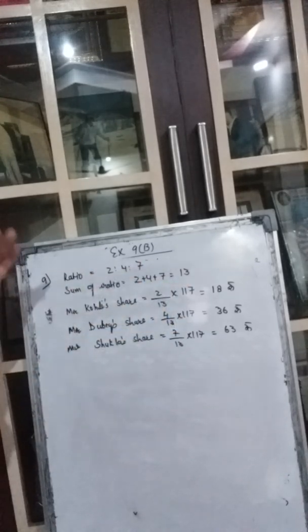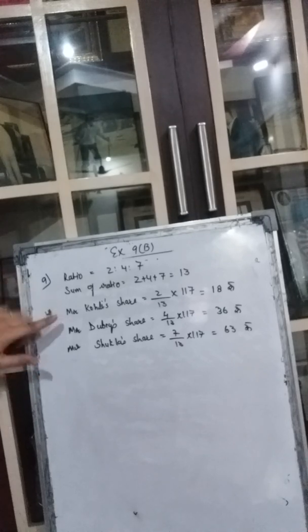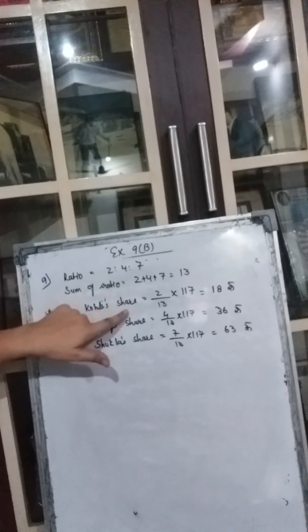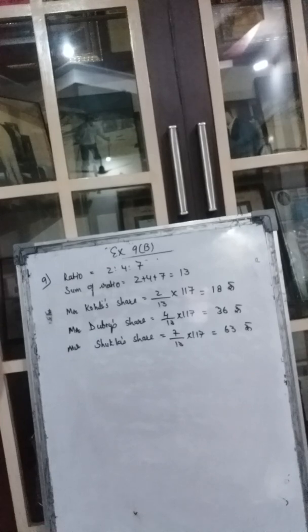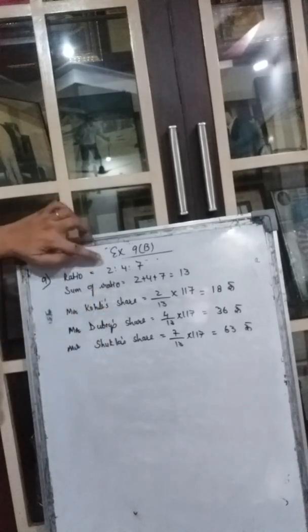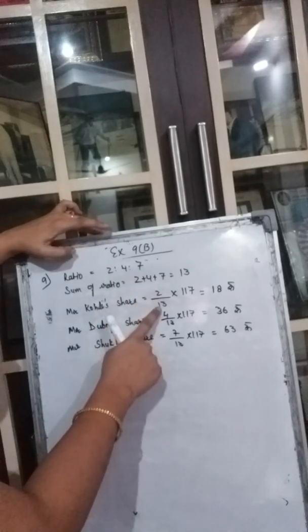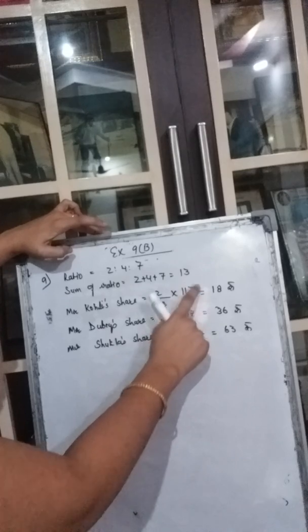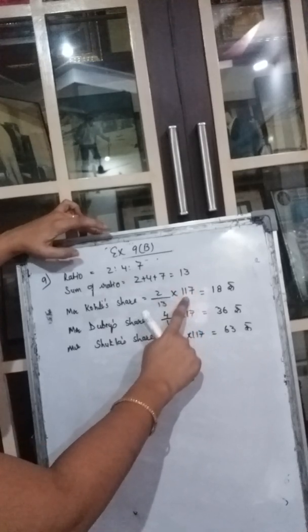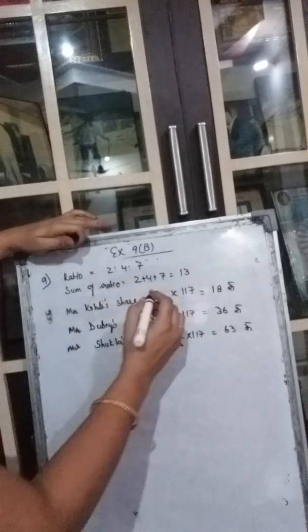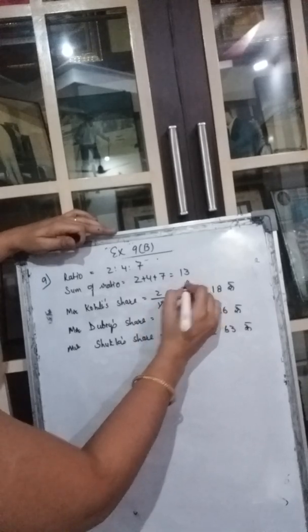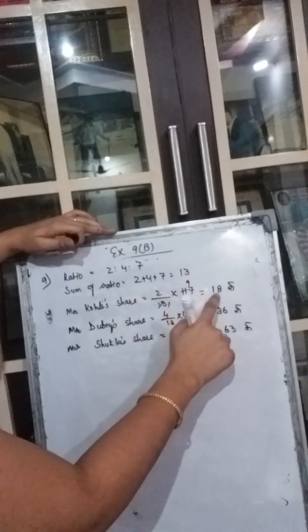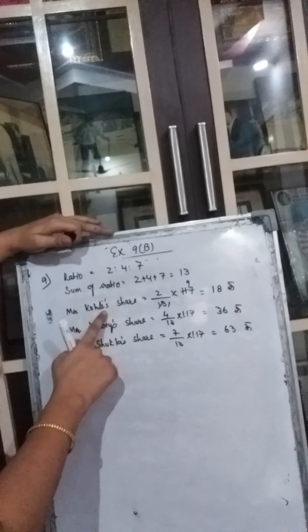Now we will find everybody's share. So it is Mr. Kohli's share. Mr. Kohli was written first, so his ratio is 2. So 2 upon the sum of the ratio 13 into whatever we have to divide. We have to divide rupees 117, so we will write here 117. So 13 ones are and 13 nines are. So 2 nines are 18. 18 rupees is Mr. Kohli's share.